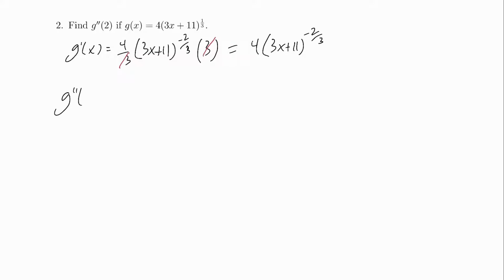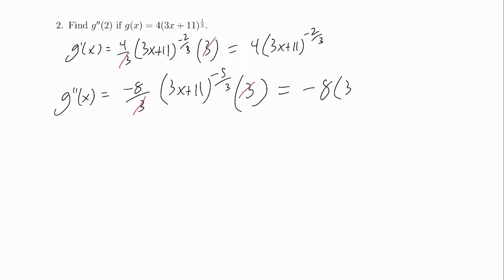And now we can take the second derivative. G double prime of x is, when we bring down this exponent here and multiply, gives us minus 8 over 3. We copy and paste what's in parentheses. We subtract 1 from the exponent, so that gives us a minus 5/3 in the exponent. And then we're going to multiply by the derivative of the inside, which is just 3. And again, just like last time, we get some nice cancellation here. So we end up with minus 8 times 3x plus 11 to the minus 5/3. Now that we have our second derivative, we can plug in 2.